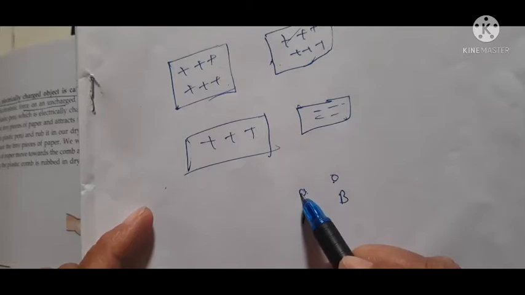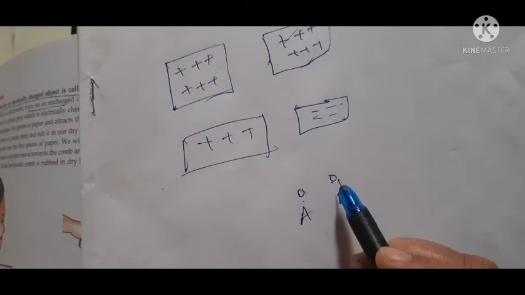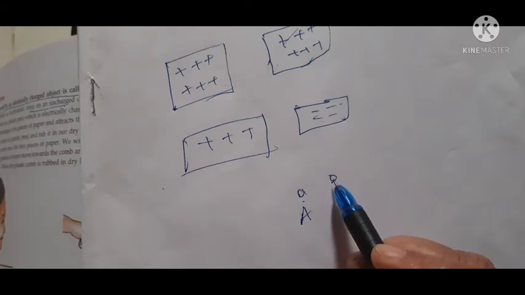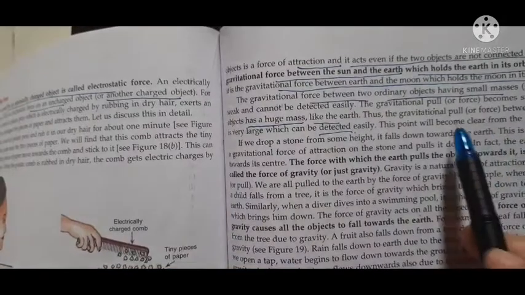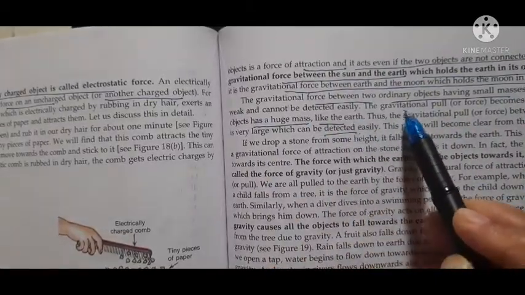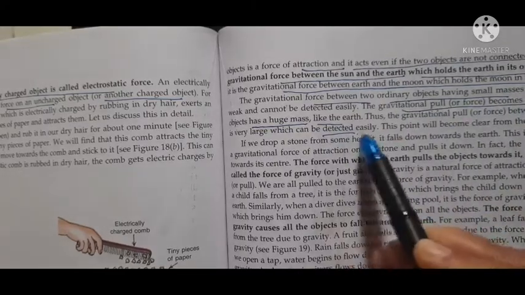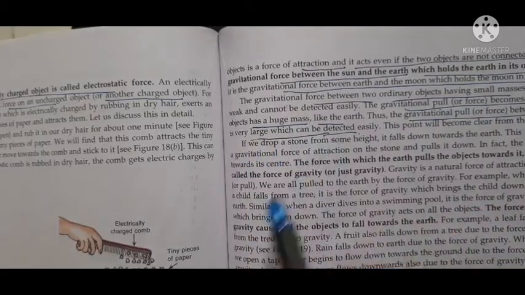Now see, this stone, this much size, this much mass will exert only this much small force. This stone will also exert this much force. But if a huge object like Earth is there, it is so huge, so it will exert a huge force also, which can be easily detected. Understood? The gravitational pull between Earth and the stone is very large and can be detected easily.